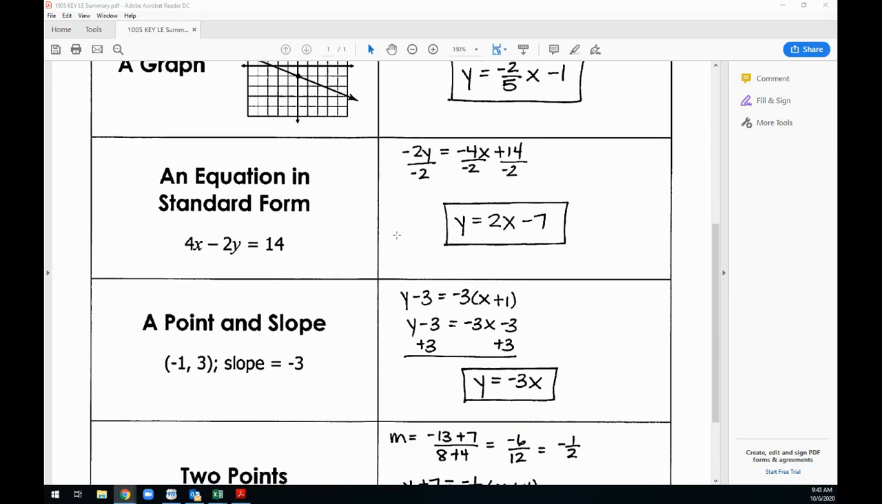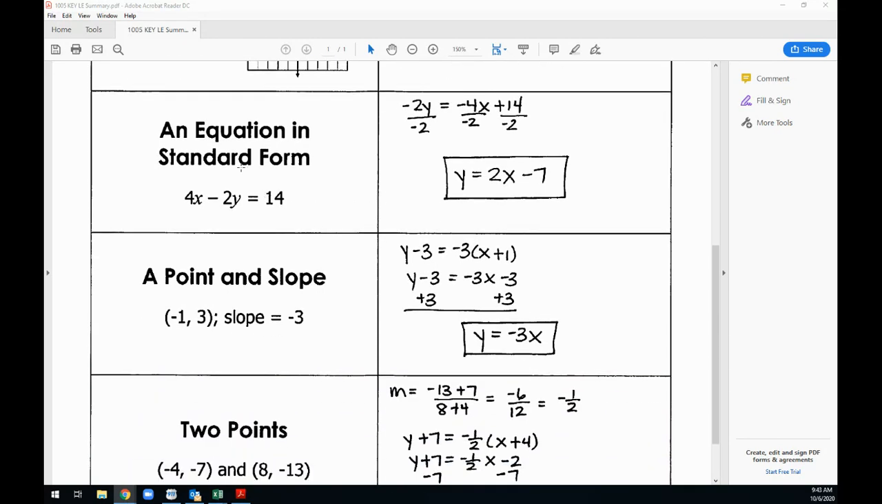Once again, we can get slope-intercept form if we start with standard form. Remember, standard form is that ax plus by equals c, where a, b, and c are integers. And so we have a positive 4x right now being added to the 2y, so we subtract it from both sides. The x term comes first, so that's why it's written here, -2y equals -4x plus 14.